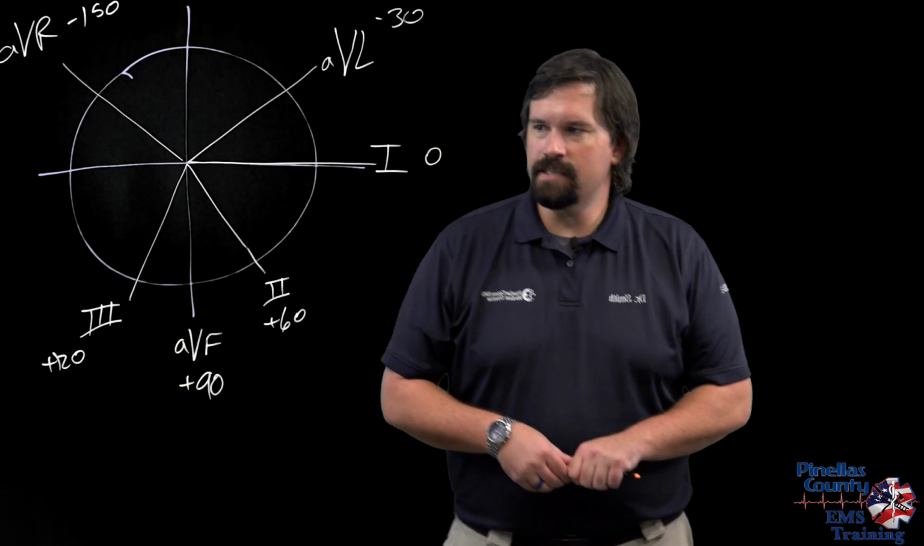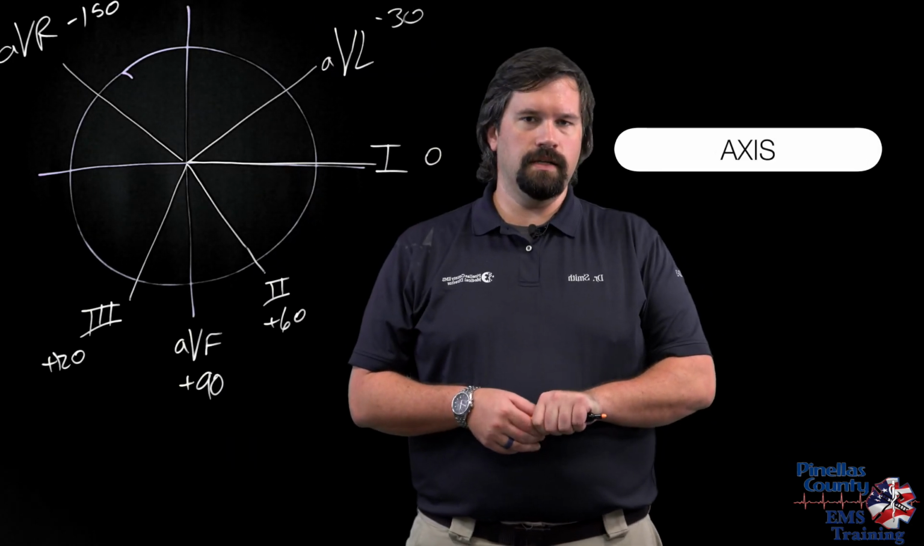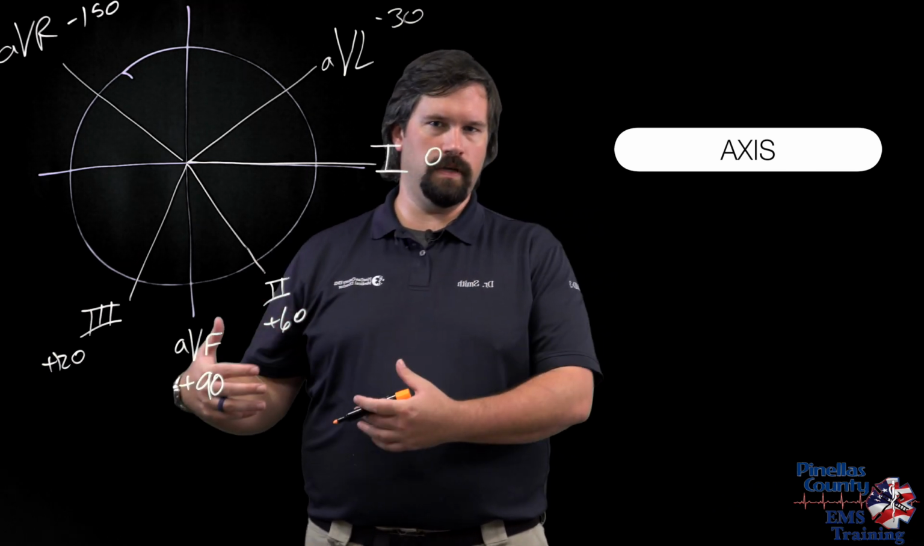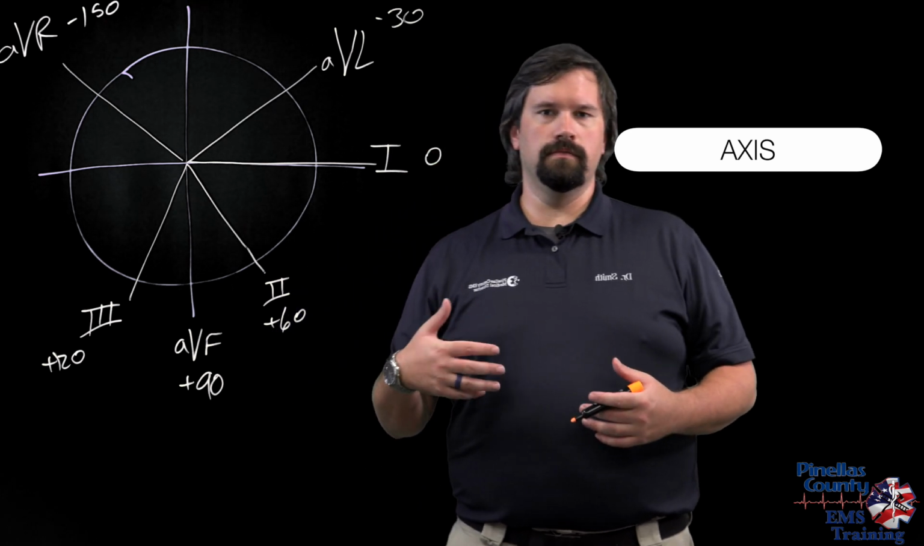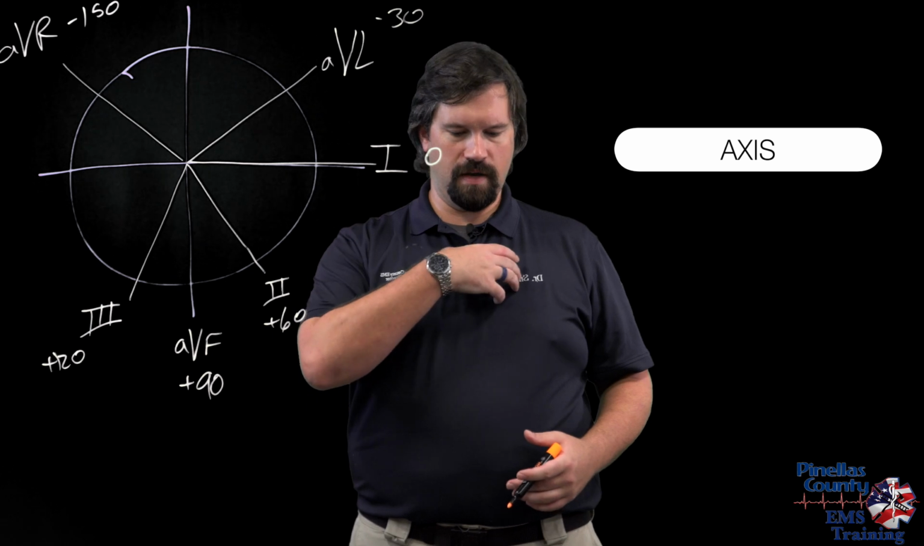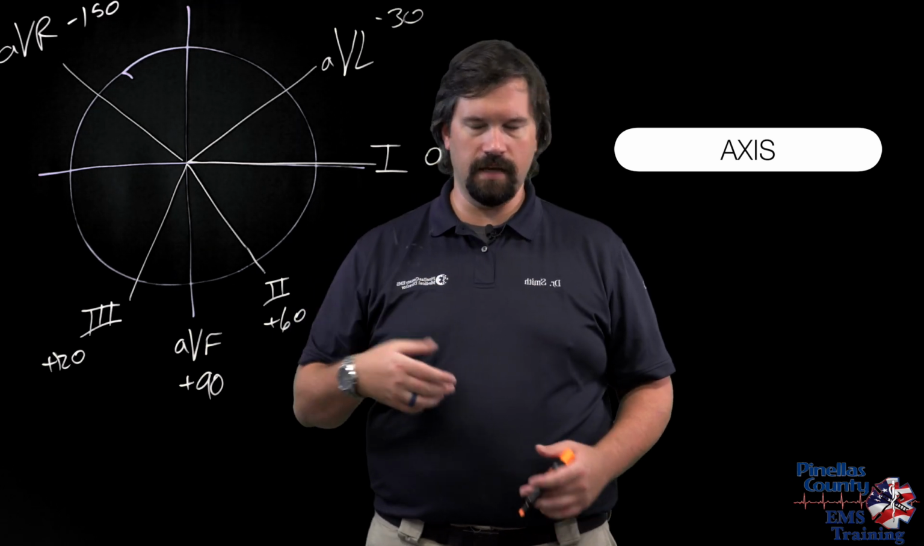All right, guys, let's talk about the axis. So what is the axis of the heart? It's really where is the bulk of the electricity moving. So normal means that the electricity is moving in its normal direction. So, on your own heart, that would be kind of down and to the left.